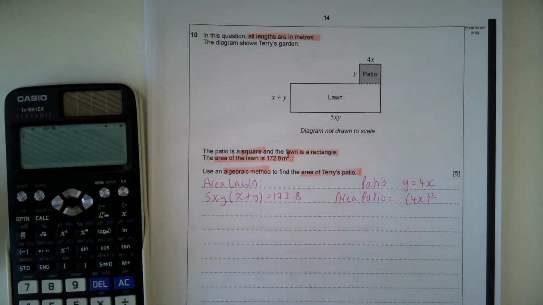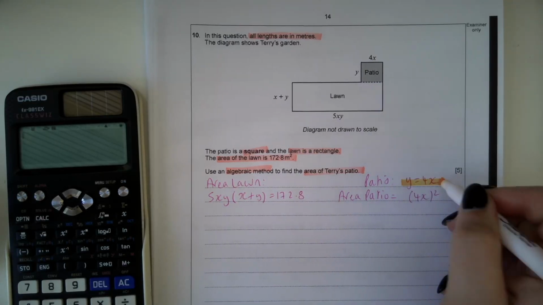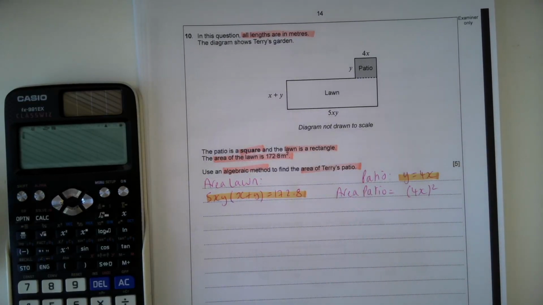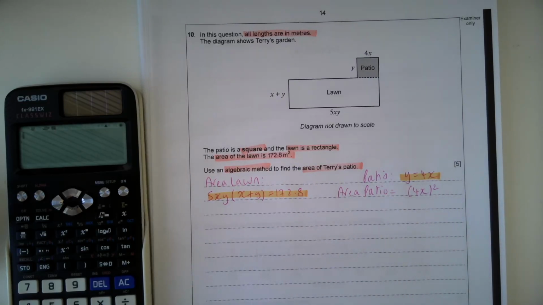Bear with me. So now we have an equation for the area of the lawn, an expression for the area of the patio. However, we don't know what x and y are. Well, actually we do. We know y is 4x. So I'm going to use the fact that y equals 4x in the equation for the area of the lawn, because what I really need is to solve and find the value of x or the value of y. Then I can substitute it into my patio expression and find the area of the patio.